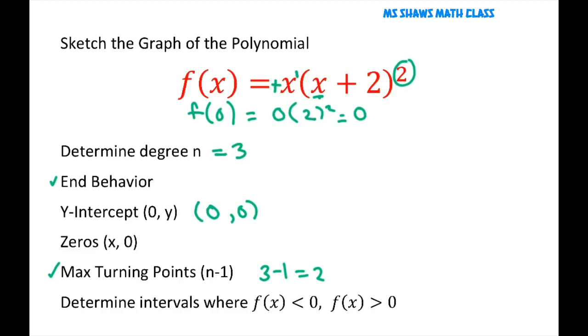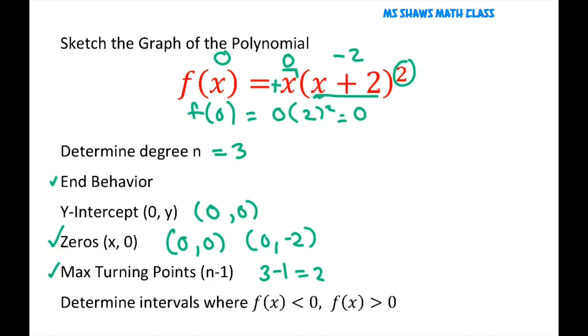Your y-intercept is also (0, 0). So we have a 0 for your zeros as your x-intercept. That's when y is 0. So y can be 0 if this x is 0, and for this piece, it would be negative 2. So you have your zeros at (0, 0) for this one, and (-2, 0) for that one. And we'll determine the intervals where y is negative and y is positive after we graph.